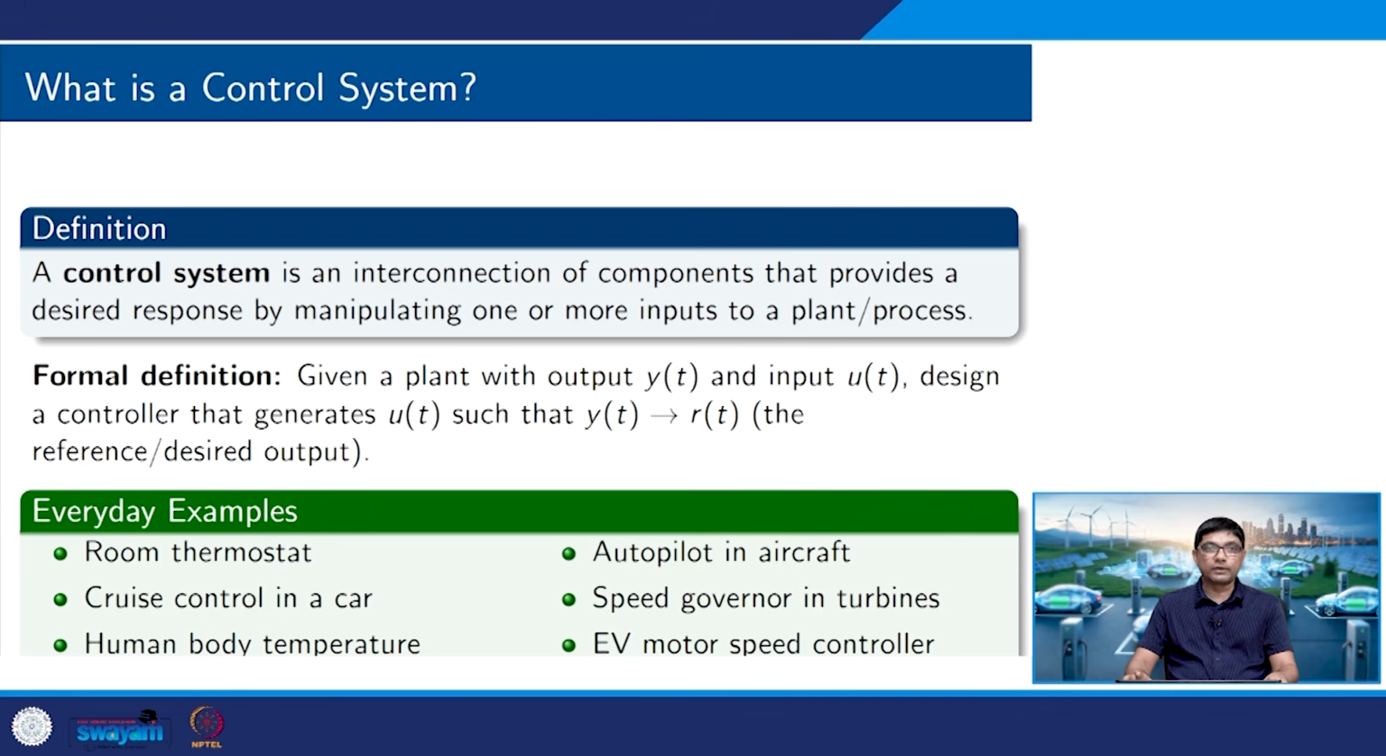Okay, a formal definition is, so if I am given a plant with an output, let's consider the plant here as an electric vehicle with the speed as an output and a reference speed, say I want to go at a desired speed of 60 kilometers per hour. What is a control input to the car, the vehicle or to the motor driving that car, which will generate the desired reference speed?